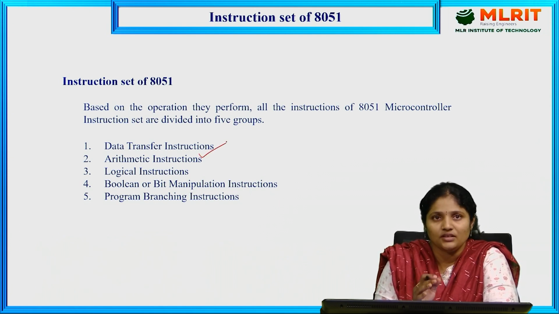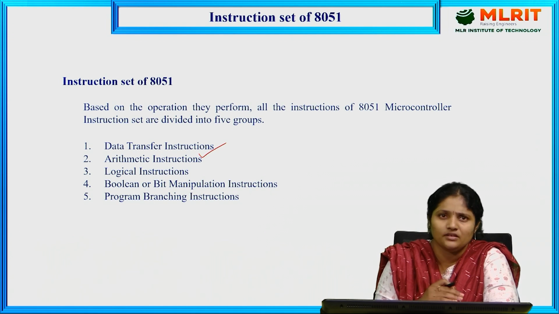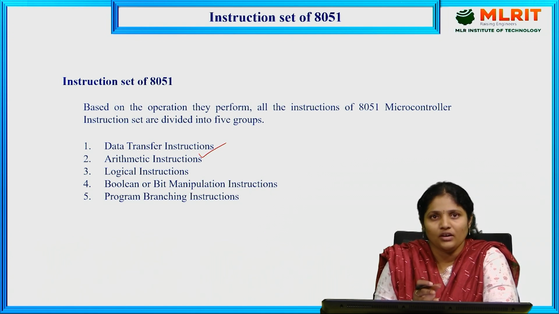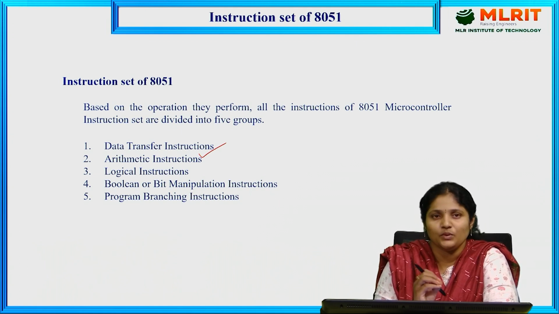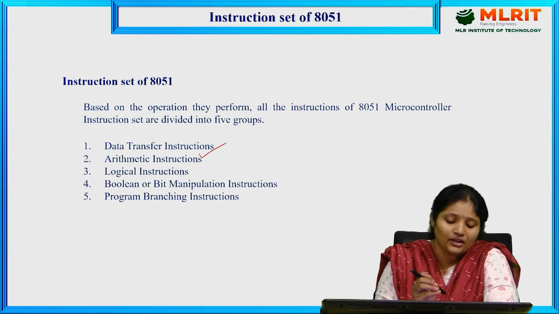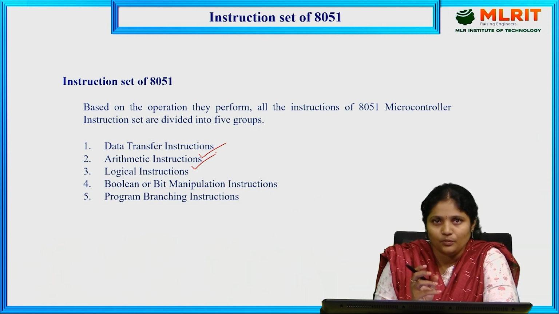The first one is data transfer instructions. This instruction set is used to transfer data between registers, memory, external memory or internal memory. In this set there are two specific instructions, push and pop, which are regularly used in the 8051 microcontroller, and the exchange instruction is also there. Coming to the second type, these are the arithmetic instructions. To perform any arithmetic operations, we use these instructions: addition, subtraction, multiplication, division. Apart from this, we can use them for increment and decrement operations.